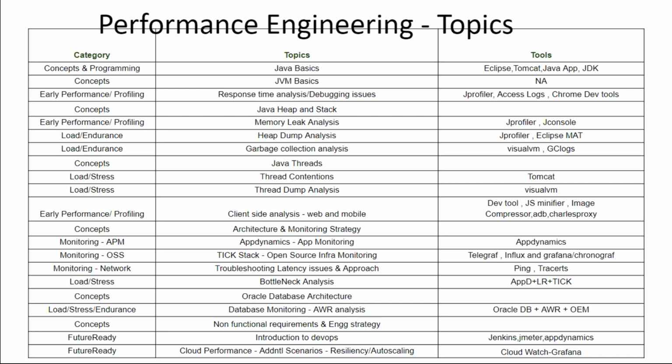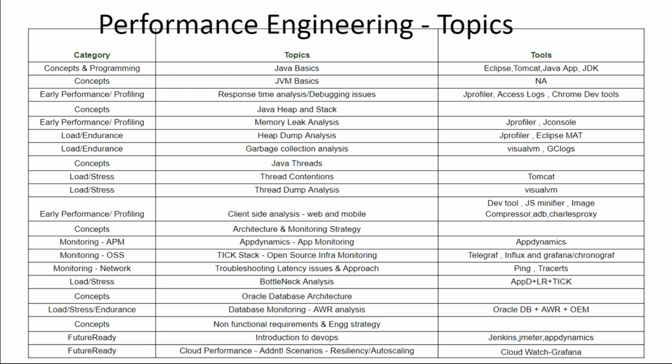And then in the last column I have also given the tools that we will use along the way for our learning. Then we will start with the engineering topic. We will think as if we are getting into a project, a new application developed. As a performance engineer, what is our role in taking each and every functionality, finding out response time problems, debugging those, and finding problems at the code level? We'll use tools like JProfiler, Tomcat access logs, and developer tools for these activities.